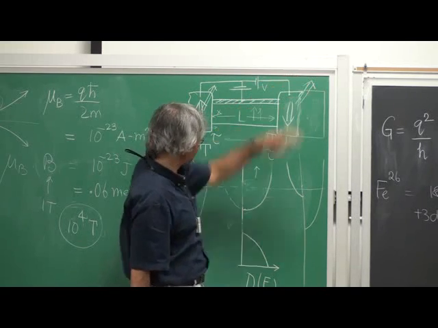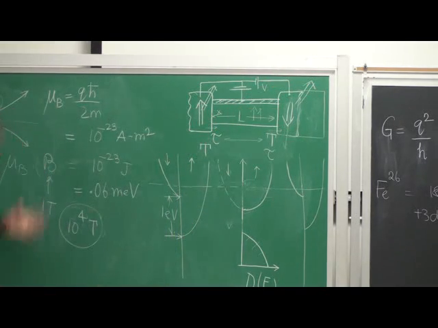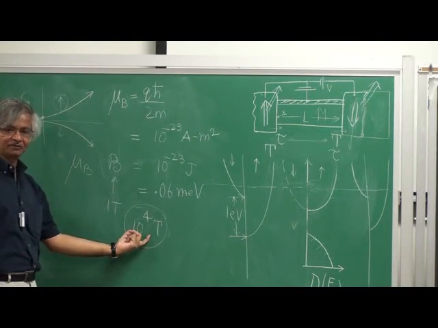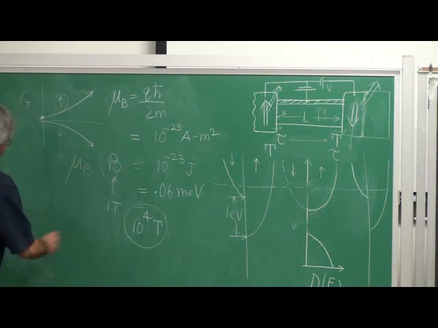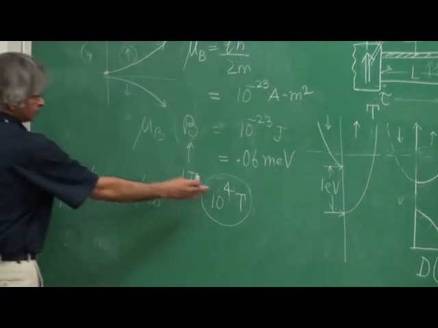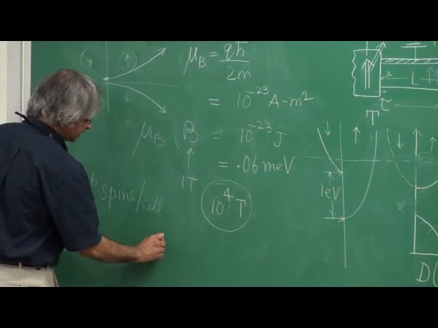And how big is this? Well, the point is, if you had like 1 spin per unit cell, it would have given you 10,000 Tesla. Let's say you have only 10 to the minus 6 spins per unit cell. That would still give you 100th of a Tesla, which is like 100 Gauss.